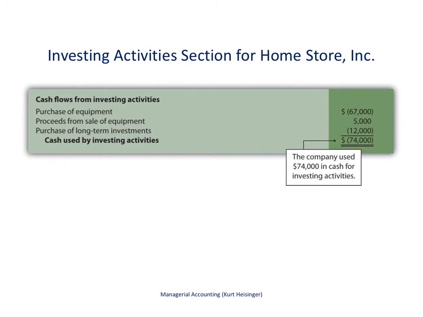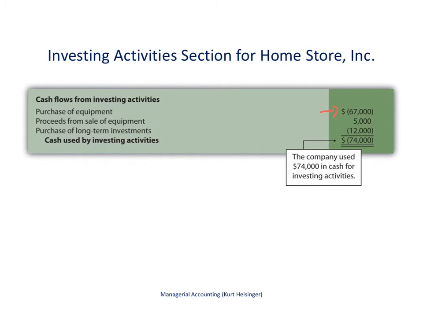After going through the records for Home Store Inc., we discovered, in putting together the investing activities section, that the company purchased equipment and paid cash of $67,000. Remember, we might be financing part of that purchase, but we really only want to know how much cash went out for the purchase of the equipment. And from our accounting records, we saw that cash went out of $67,000. So we credited cash in that transaction for $67,000.